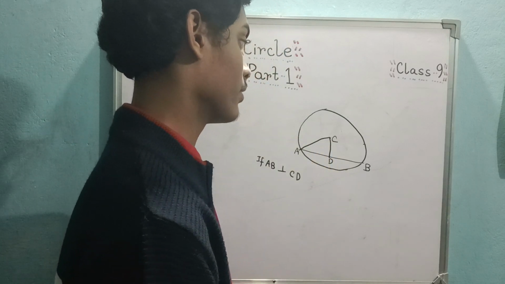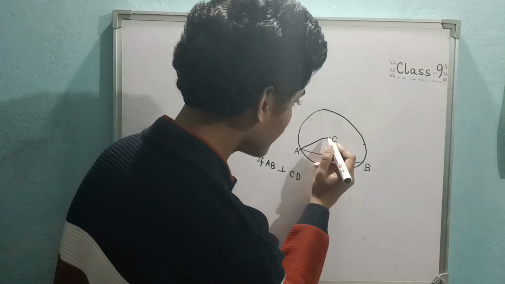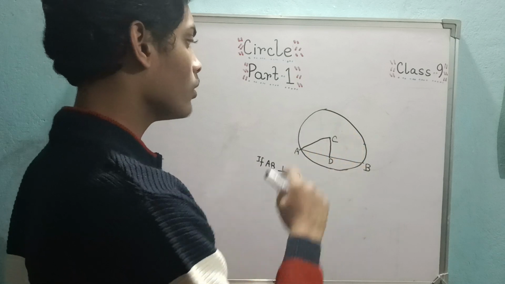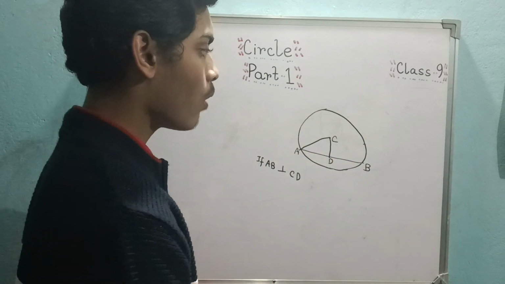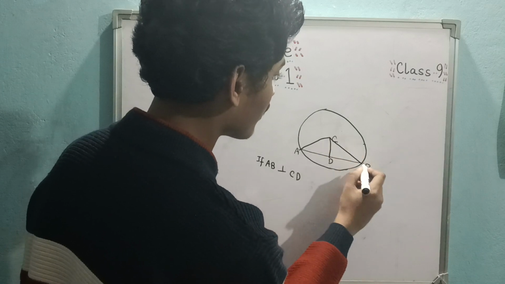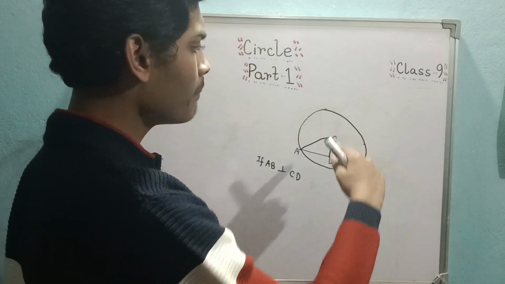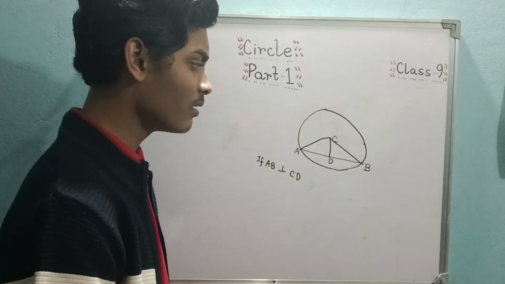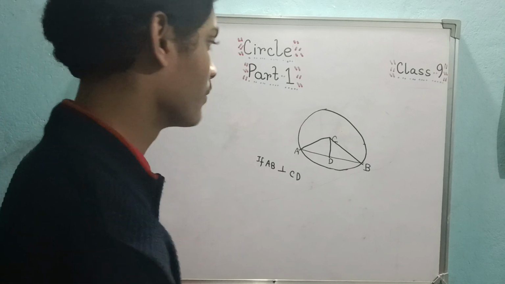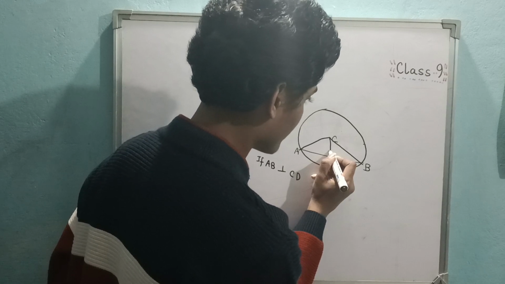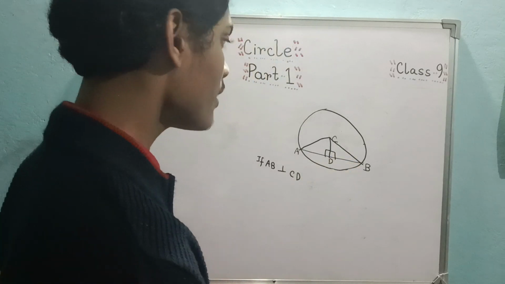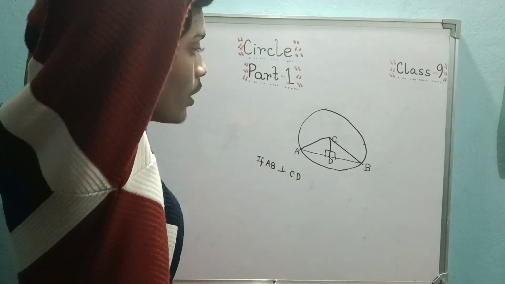Now what do we have here? Isn't this a right angle triangle? If AB is perpendicular to CD, then obviously if you join AC and BC as well, then ACD and BCD are right angle triangles, right? They are right angle triangles, obviously. These are the right angles. So what can you do here?